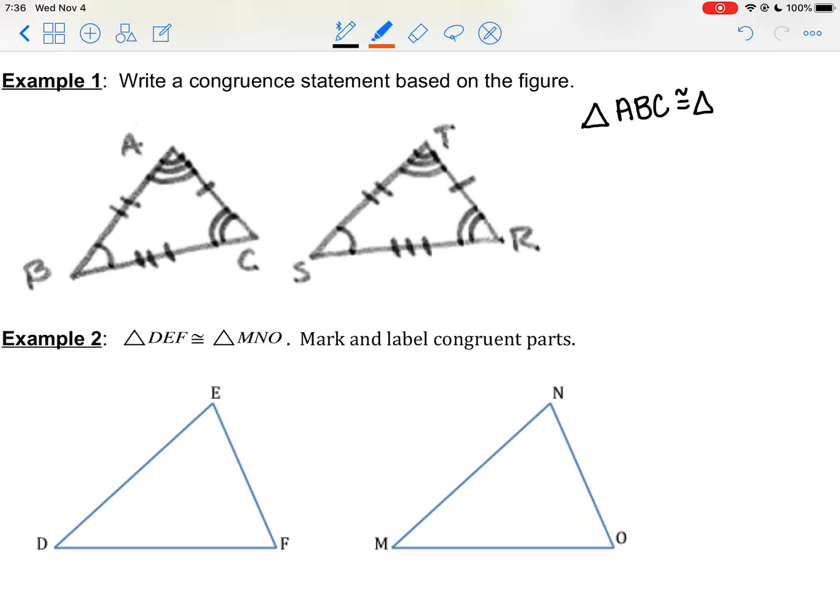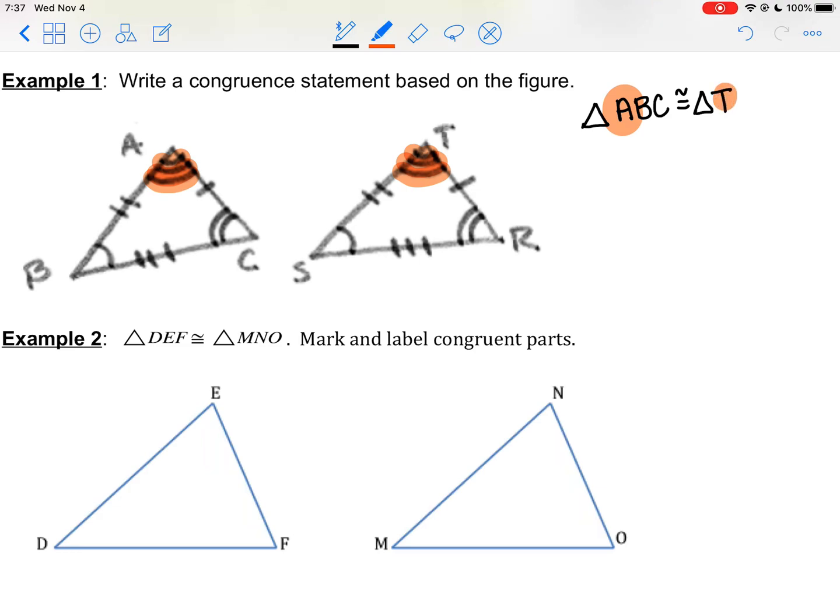If I started with the letter A, and I look at the marking on the letter A, notice that it has 3 marks on its angle. The corresponding angle is going to be marked that exact same way. In the second triangle, the corresponding angle is angle T. So when I name my second triangle, since A came first, T has to come first.